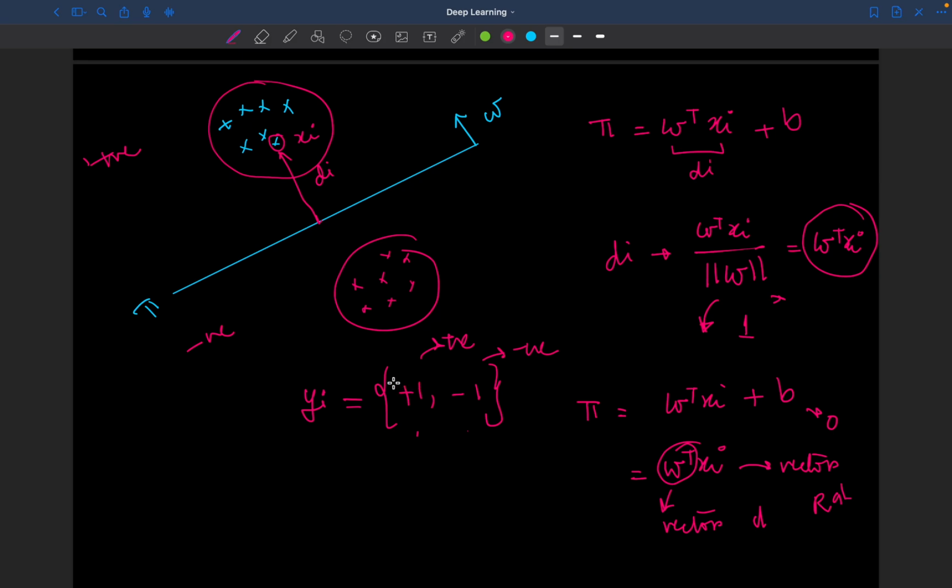Just like in k nearest neighbor, we assume that if the neighborhood has more positive points, this data point will also be positive. This is an assumption that we use for k nearest neighbor. Similarly, we use assumptions in naive Bayes as well, where we say that the features are conditionally independent of each other.